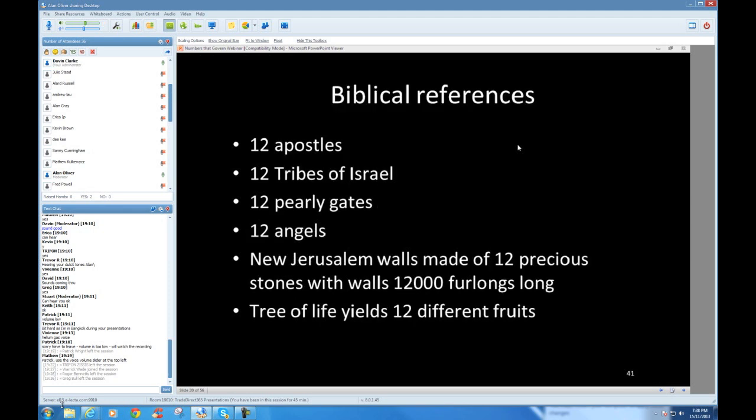But also, from Gann's point of view, reading the Bible and learning to read by reading the Bible, there were a lot of references to the number 12 there. 12 apostles, 12 tribes of Israel, 12 pearly gates, 12 angels, the New Jerusalem walls, 12 precious stones, walls 12,000 furlongs long. The tree of life yields 12 different fruits. So this number 12 is very, very powerful.